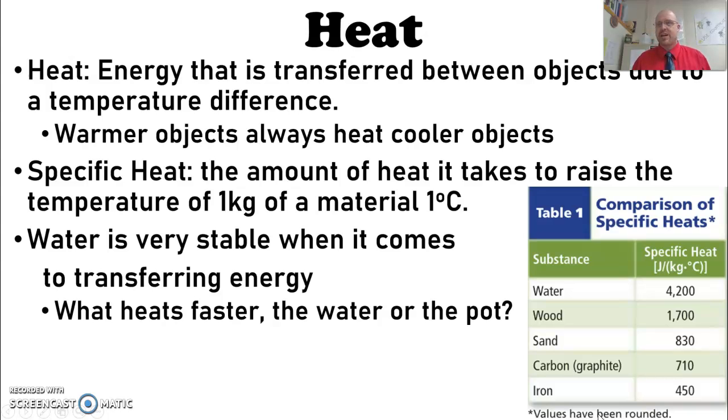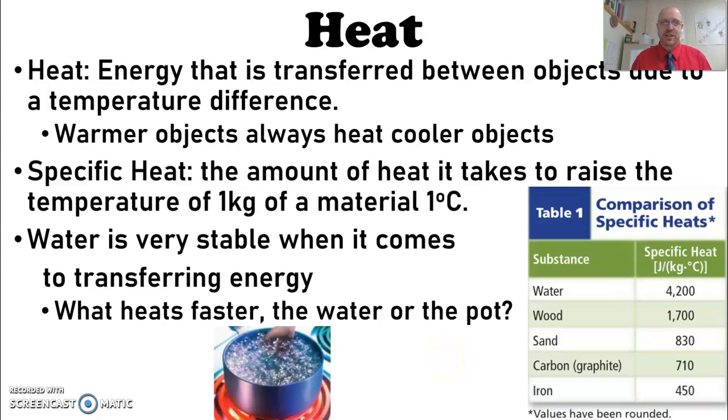So what heats faster? When we had that picture before of the water boiling in the pot, does the pot heat up faster or does the water heat up faster? Well, obviously the pot does, because it's made of metal, it's iron. So the specific heat is much less. So we know that the pot will get a lot hotter than the water.